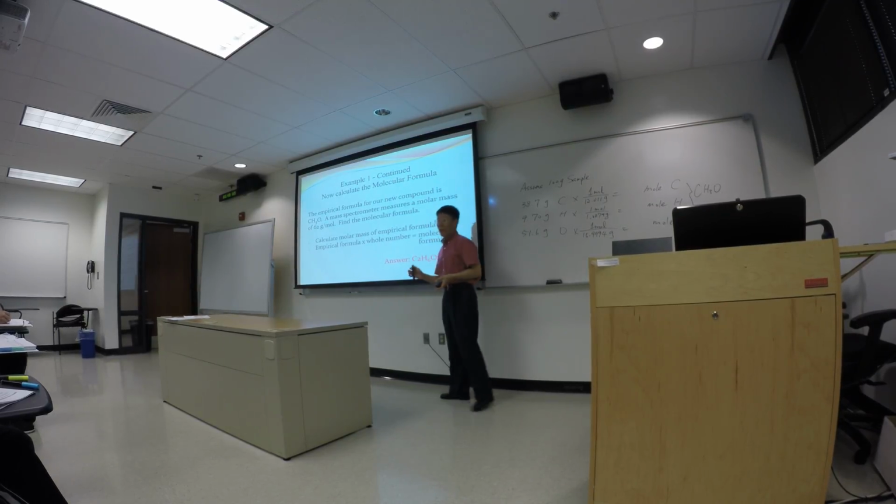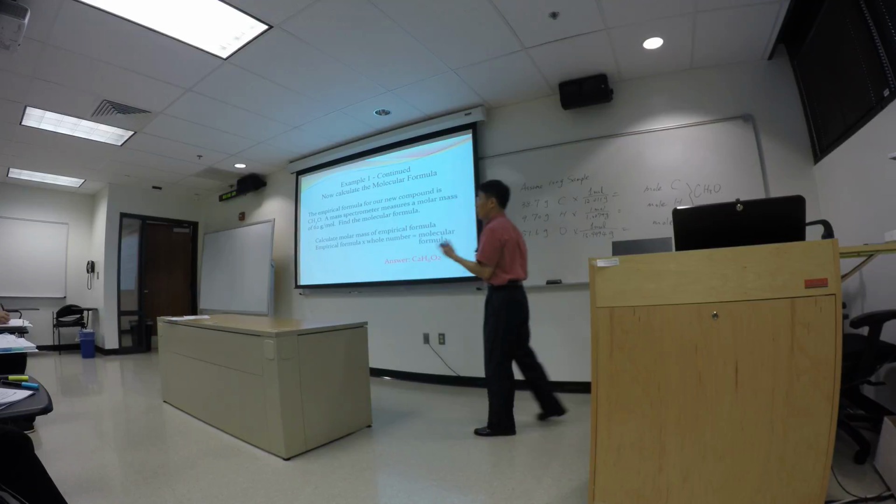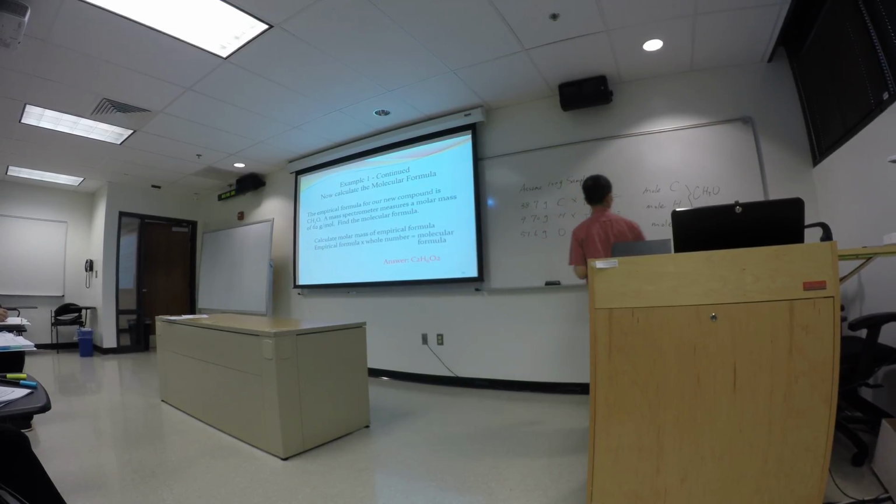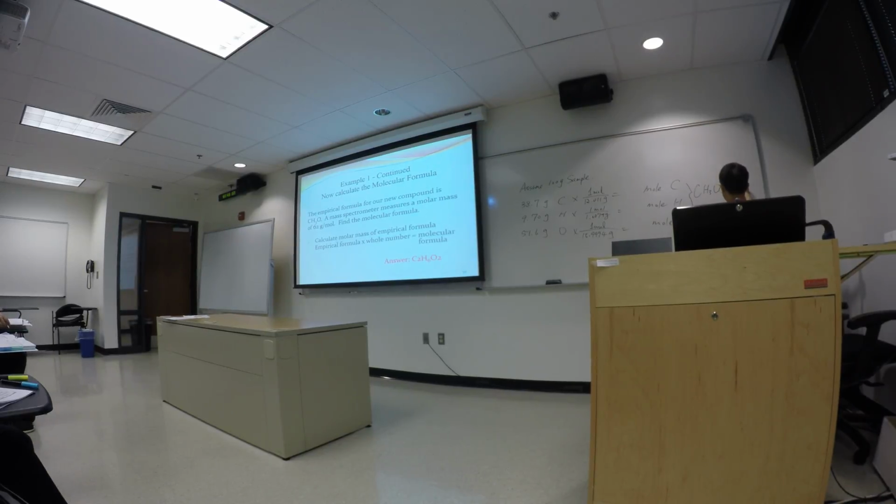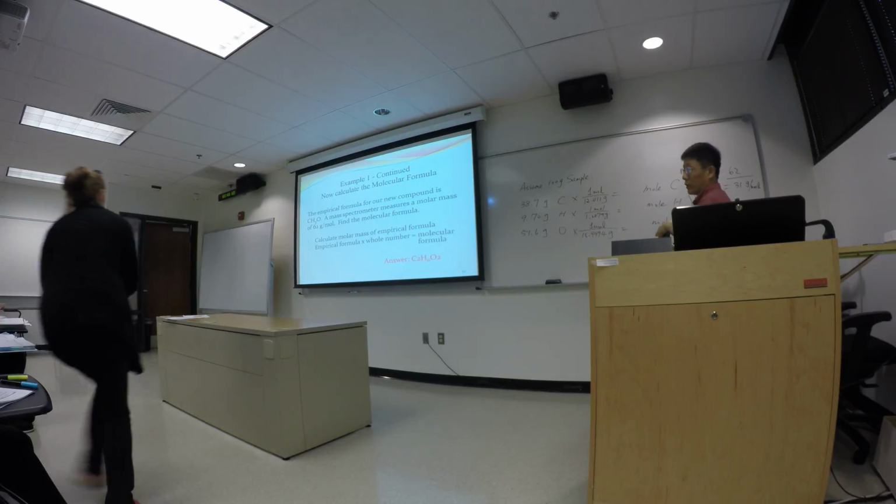Okay, and again, 62 grams is the molar mass of the compound. The formula mass for this equals 31 grams per mole. Okay, so 62 divided by 31, that's 2. 2 times everything here: carbon 2, hydrogen 6, oxygen 2. That would be the molecular formula for this particular compound.